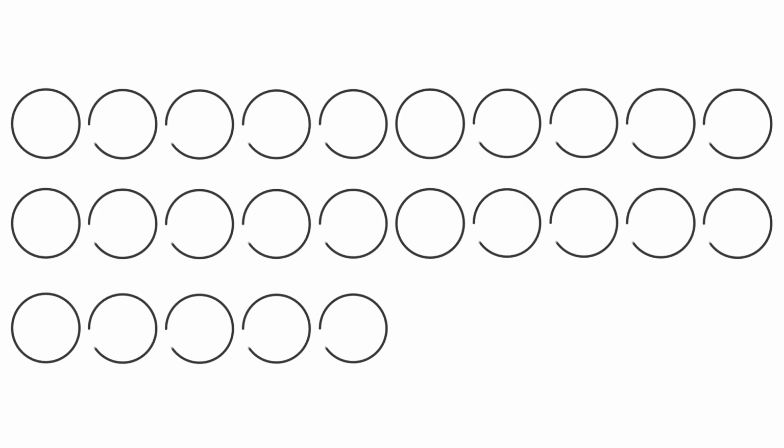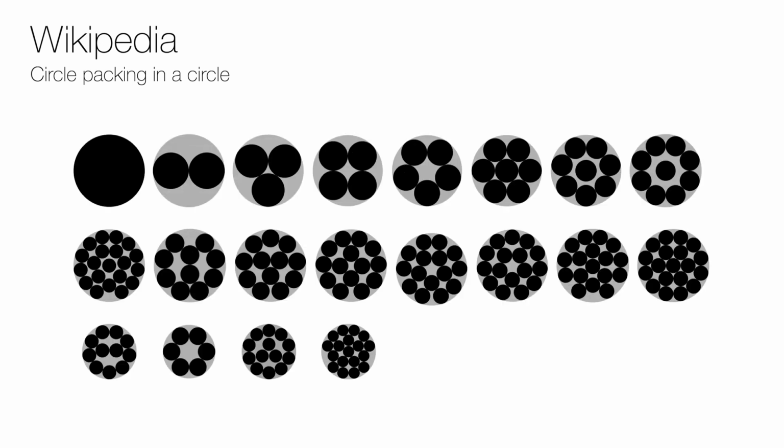My first step was to see if I could find some vector data for that amount of circles that I need. I looked around and I could see that Wikipedia has an article called Circle Packing in a Circle. Over there, they have the solutions up to 20 circles as SVG files, but I was looking for 25. So I had to still look around.